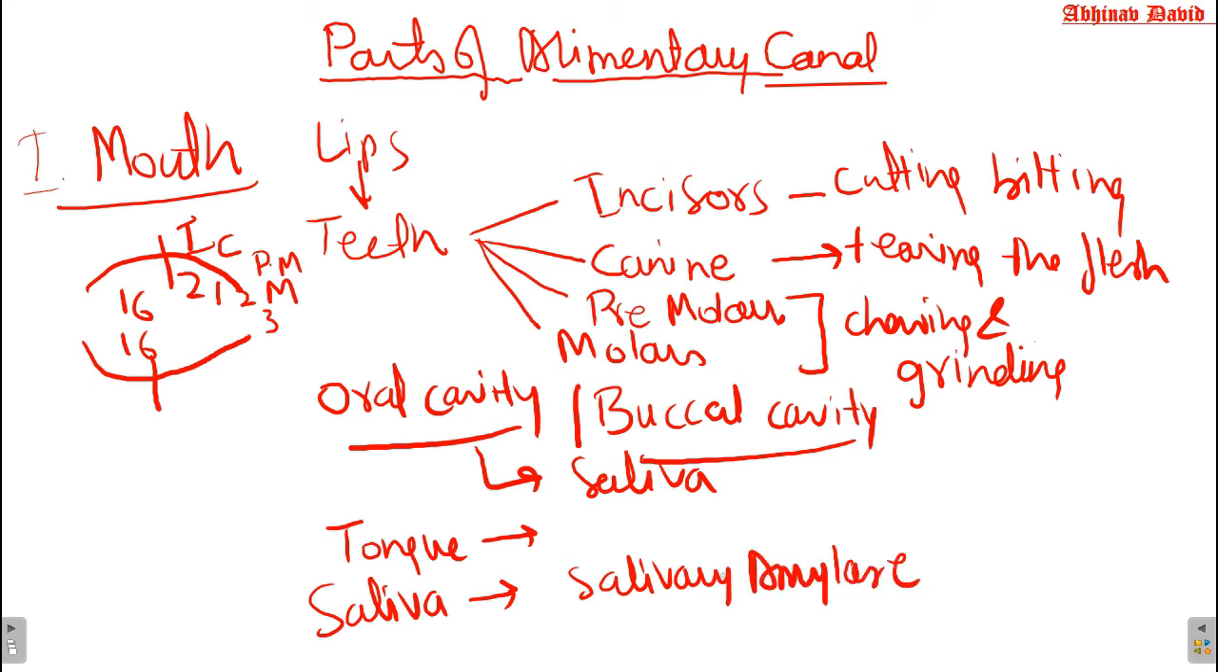Now find out the other name of salivary amylase. It also contains a lot of water, salts, and ions. So saliva is a mixture of many things, but the most important thing is salivary amylase. Now let us discuss the function of salivary amylase. Salivary amylase is a carbohydrate digesting enzyme.